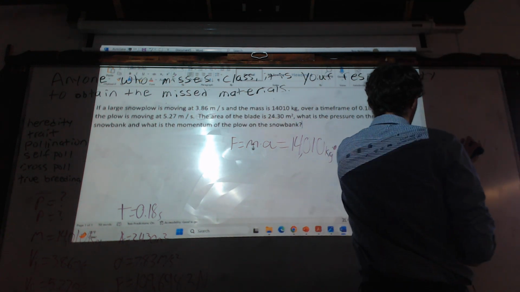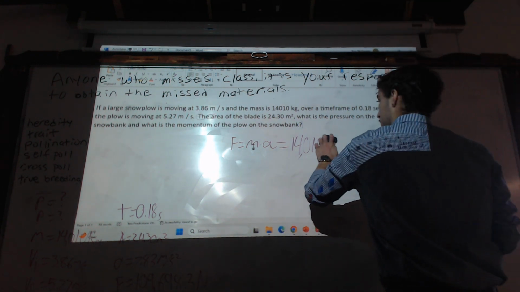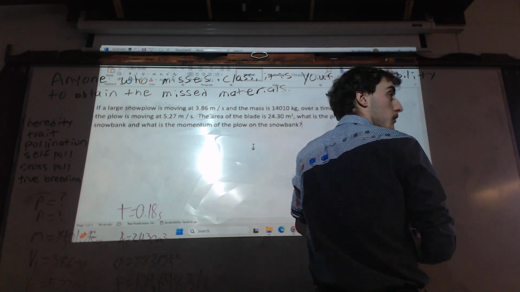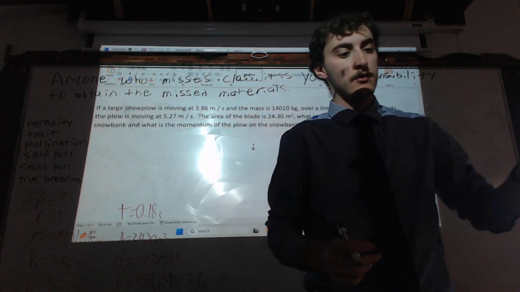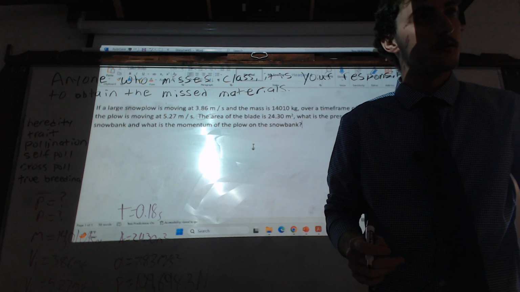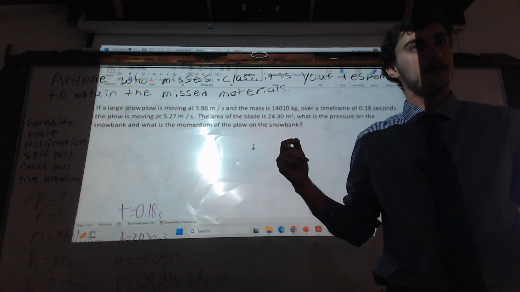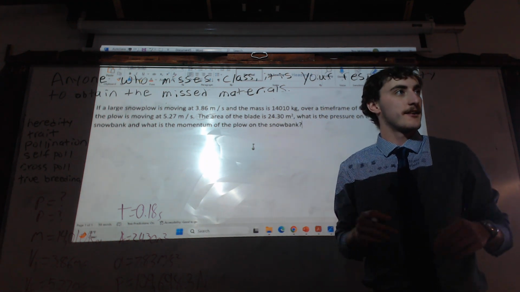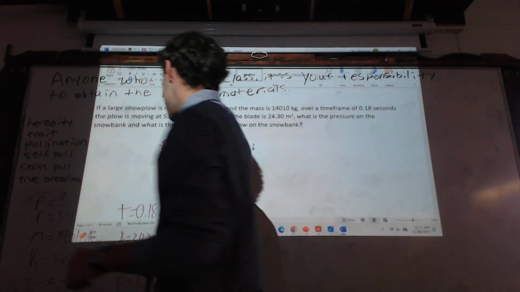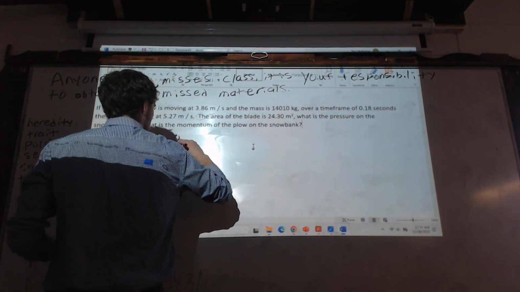And then one last step to find pressure. What is your equation for acceleration? 5.27 minus 3.86 divided by 0.18. Yep. Did I write it backwards on the board? No. Okay, that's all right. All right, let's find pressure. Finish this one off.